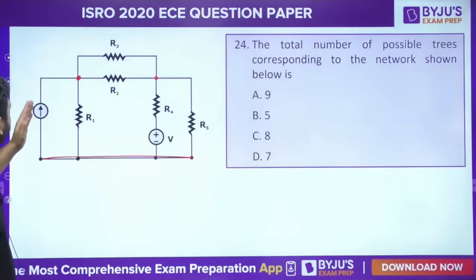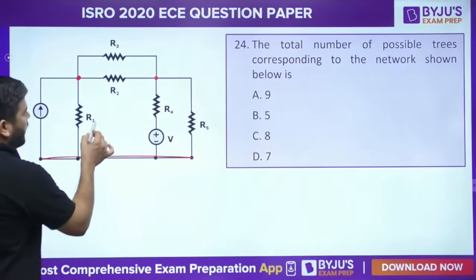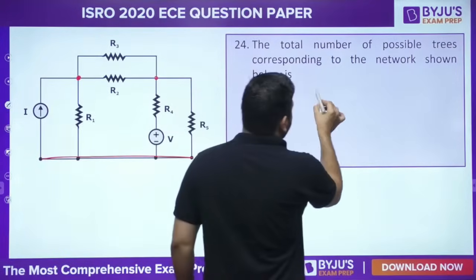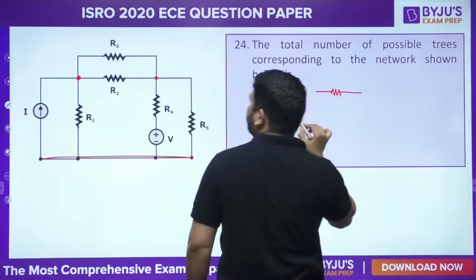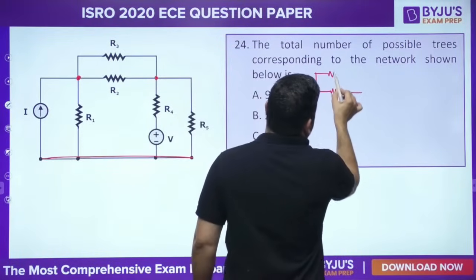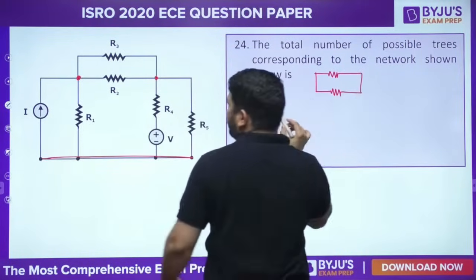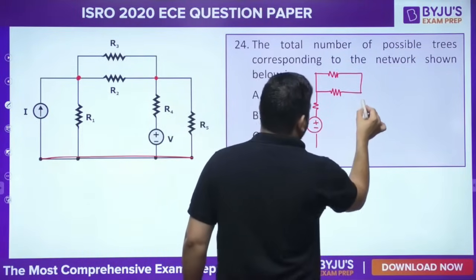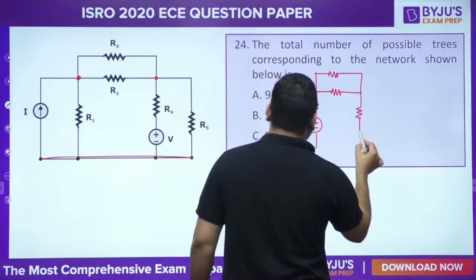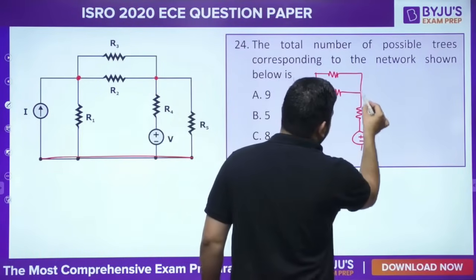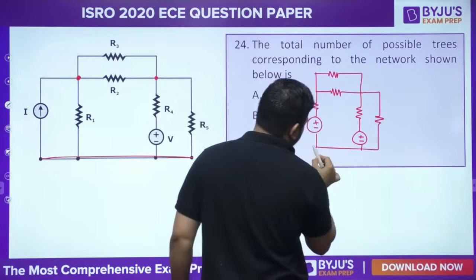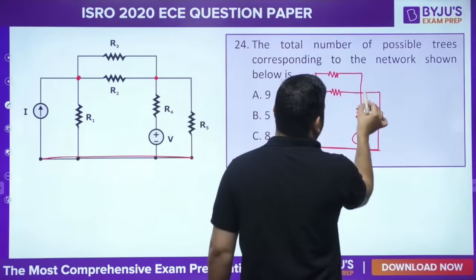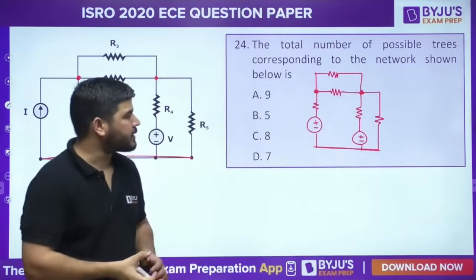So what I'm doing is, I'm merging this. This current source I am converting into voltage source. So if you are converting this current source into voltage source, the circuit will look like this. We have a resistance and a voltage source, and you can see that I am not changing the number of junctions. The number of junctions are same. So there are 3 junctions.